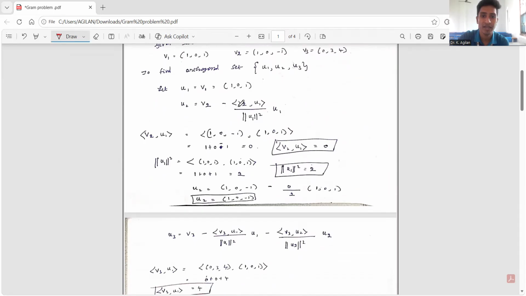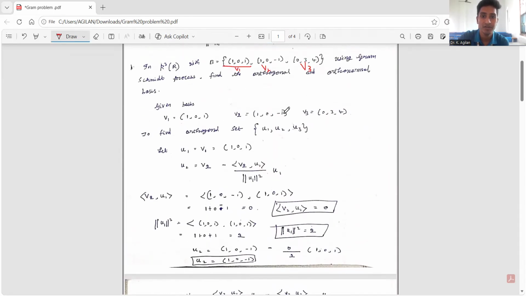So first we need to find the inner product of V2, U1. V2 is nothing but (1, 0, minus 1). So substitute the V2 value. Similarly, substitute the U1 value. U1 is nothing but V1, right? So substitute these two values.